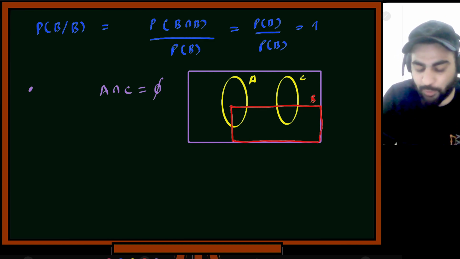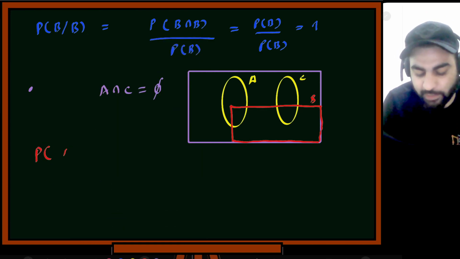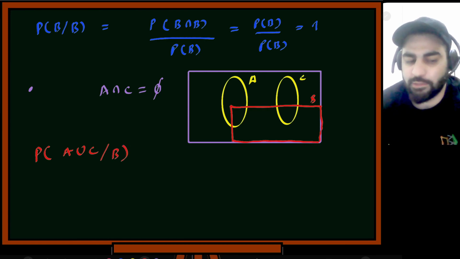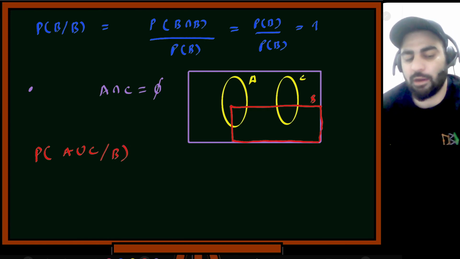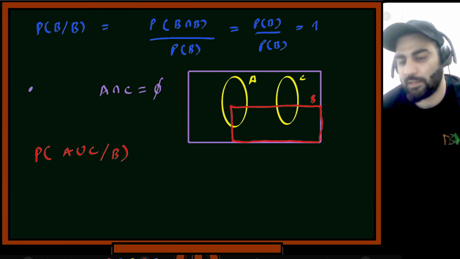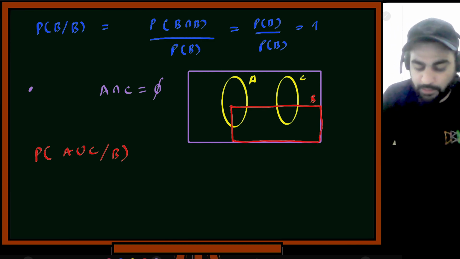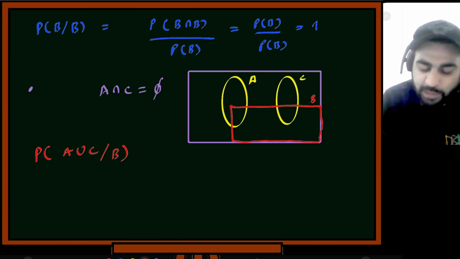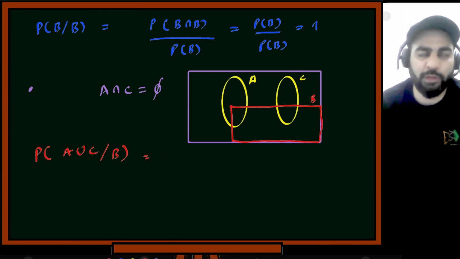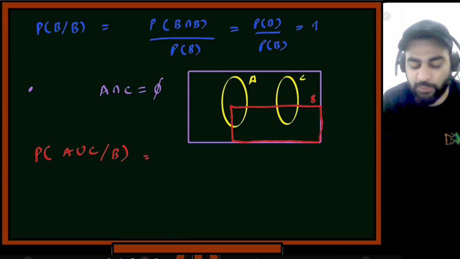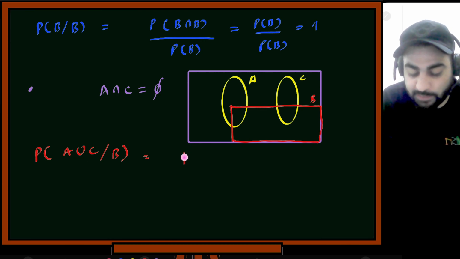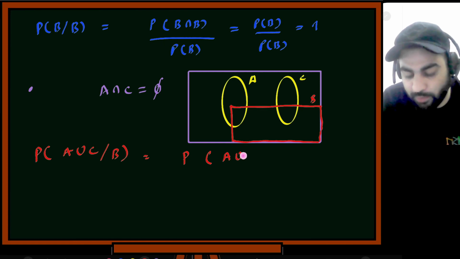Then what about the probability of A union C given B? Please pause and ponder over this and tell me the answer. What Dakir said is that we'll expand it by the normal definition of conditional probability. Consider A union C as one event, so this is A union C intersection B.